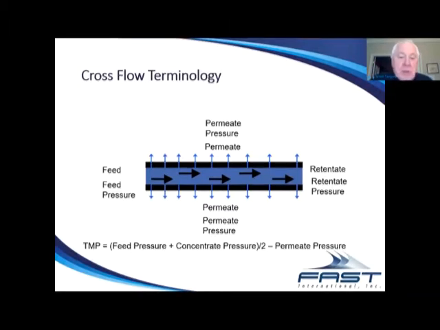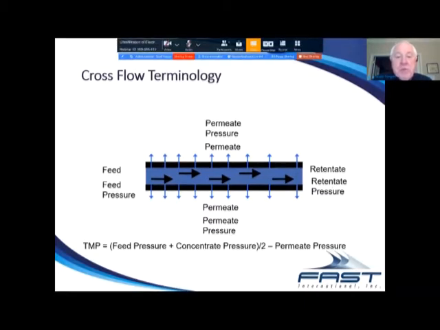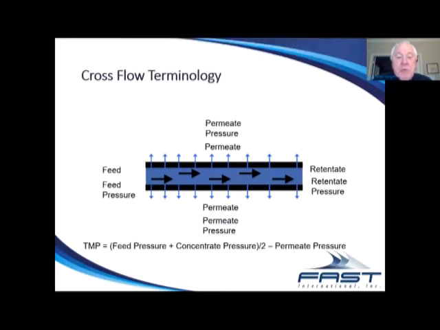average pressure on the feed side of the membrane, feed retentate side. So you have the feed pressure and the concentrate pressure, or retentate pressure, divided by 2, minus the permeate pressure. That is what drives the permeate through the membrane. The feed pressure to the retentate pressure drives the velocity across the membrane. Both of these are very important to the life and the performance of your filters. Next.